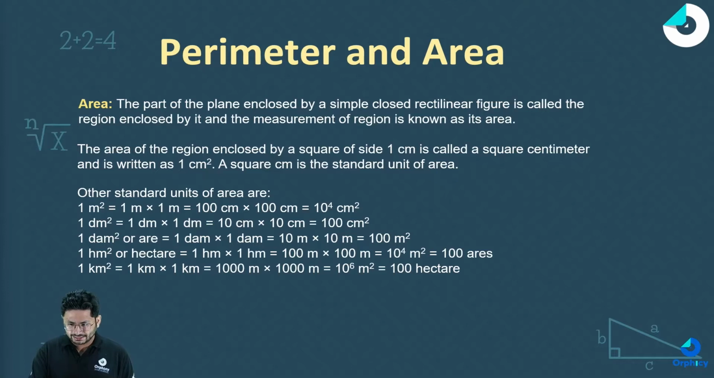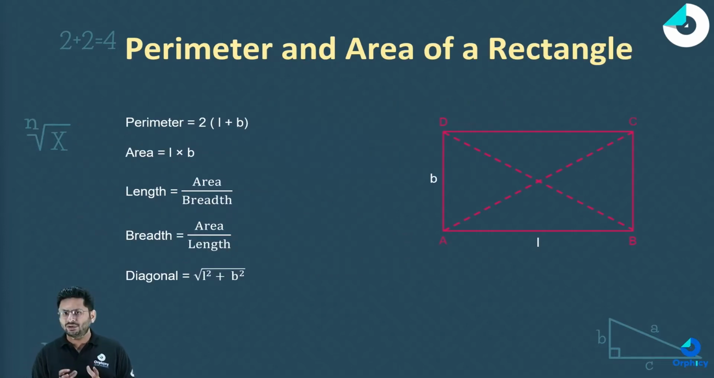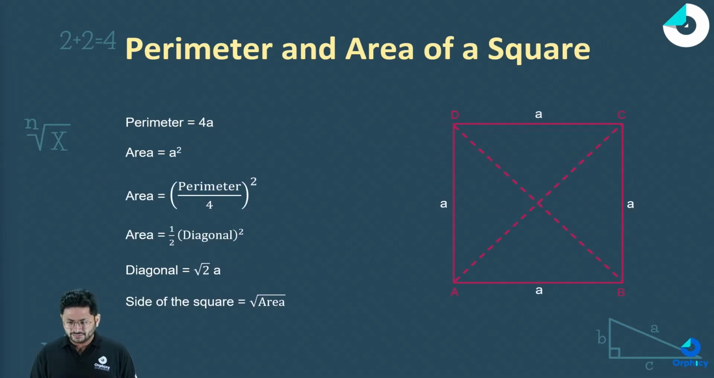Okay, great. Now, perimeter and area of a rectangle we already know. The perimeter is equal to twice of length plus breadth, and the area is equal to length into breadth. From this formula we can derive a lot of things. Length would be equal to area upon breadth, and breadth would be equal to area upon length. If we talk about the diagonal, this is our length and this is breadth. So we can follow the Pythagoras theorem and say that the diagonal is equal to under root of length square plus breadth square. As simple as that.